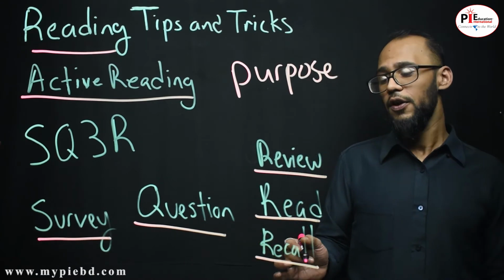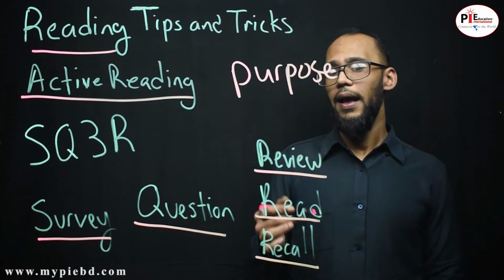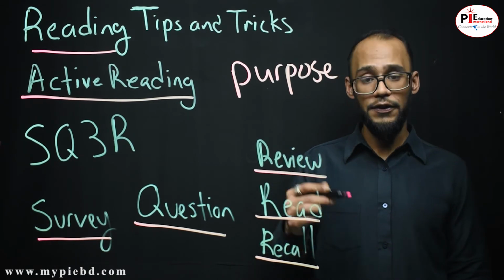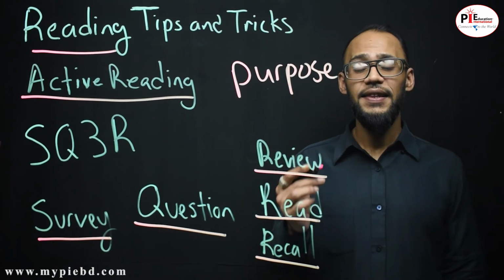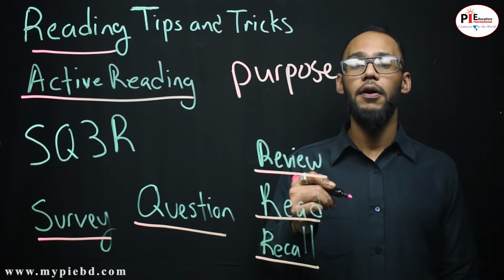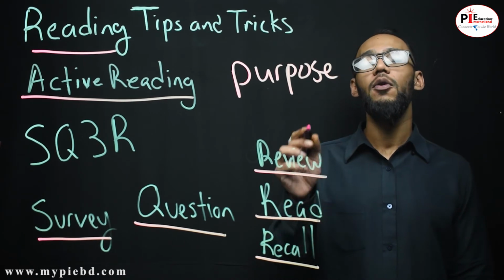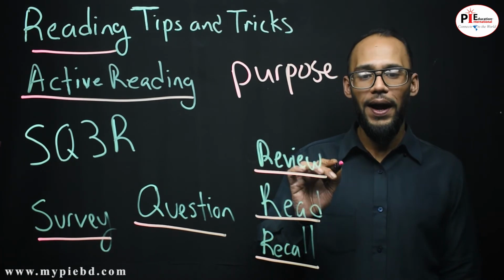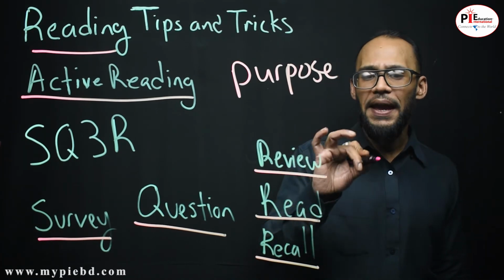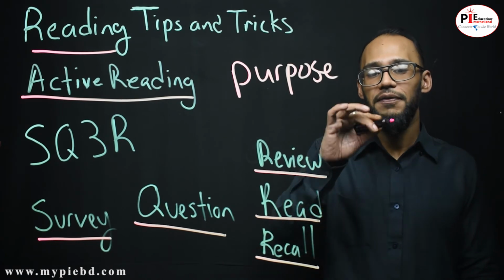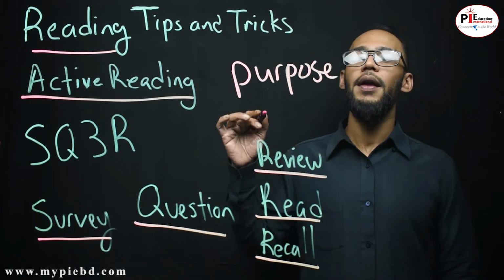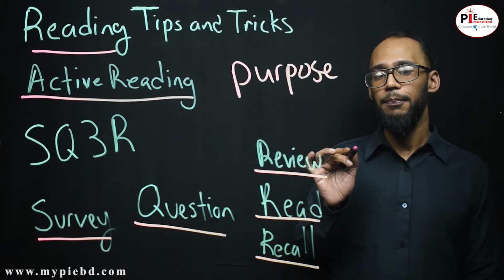Now, the last R is to recall. How much can you remember? Now, how I like to apply this to my IELTS passages is to write little side notes next to the paragraphs which I have read and already applied my active reading skills to. And what I would write in those little side notes is just the main topic or the main point of that certain paragraph.